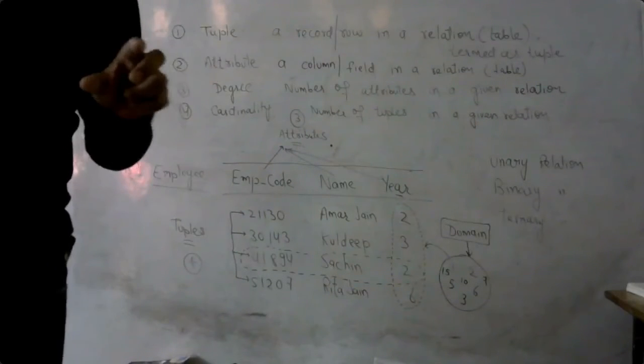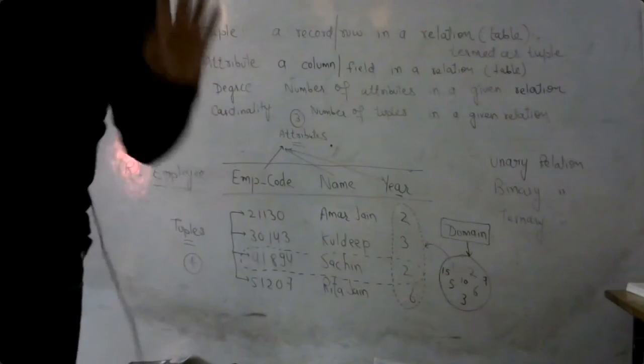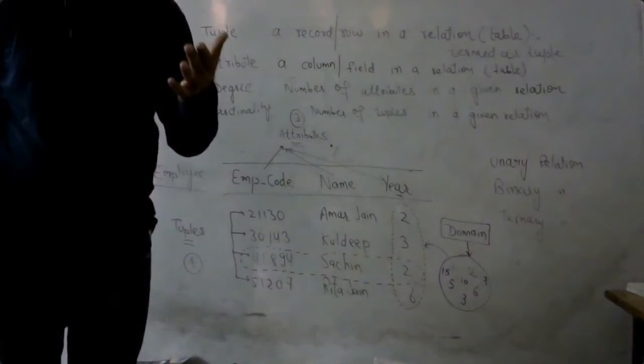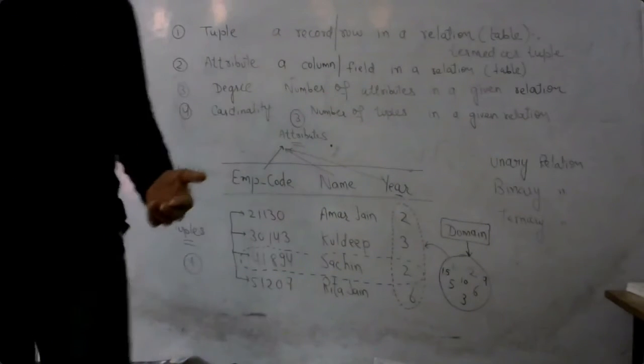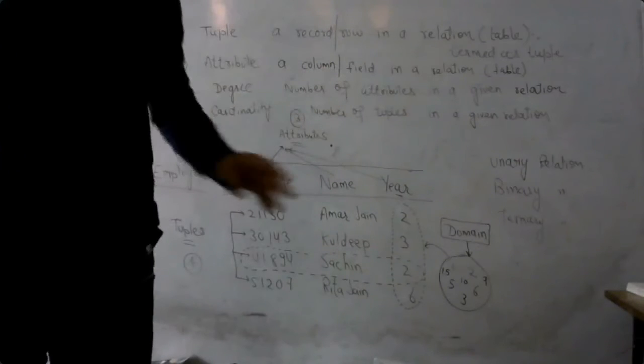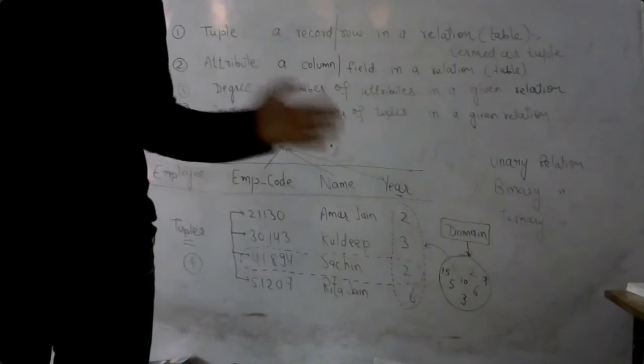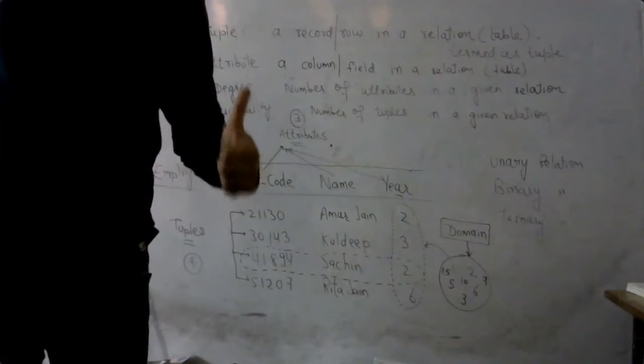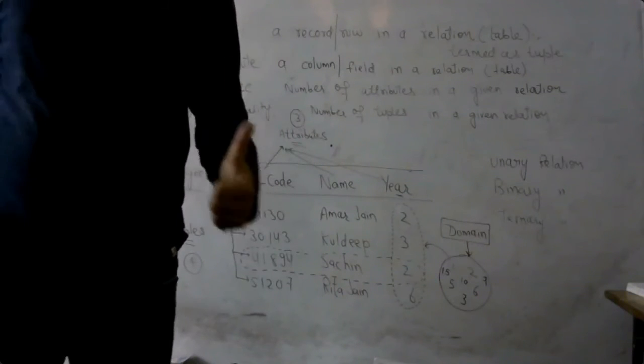A relation consists of rows and columns. Next point, if we talk about the components of a relation, there were three main components. That doesn't mean there are only three components. There are many more, I told you. Every relation has a name.